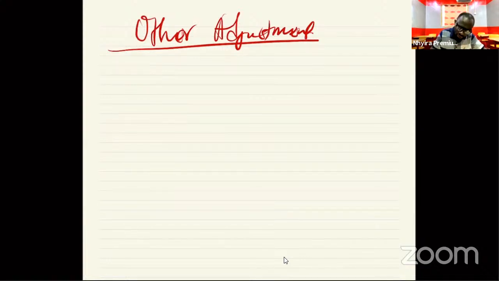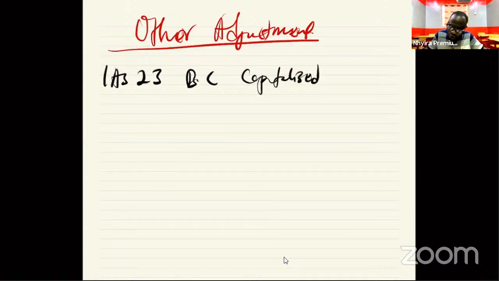Like for instance, in accordance with IAS 23, borrowing costs are expected to be capitalized if they are for qualifying assets. So we capitalize borrowing costs, qualifying assets.